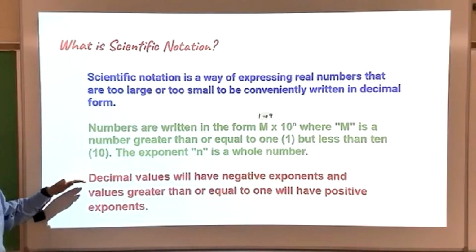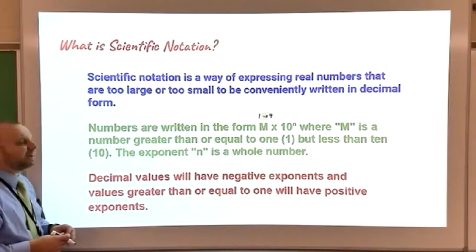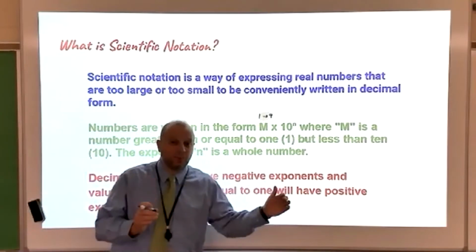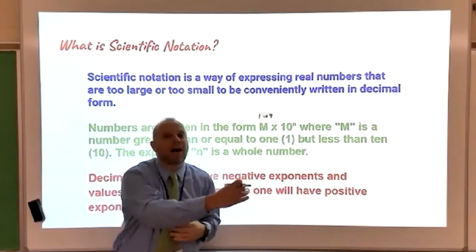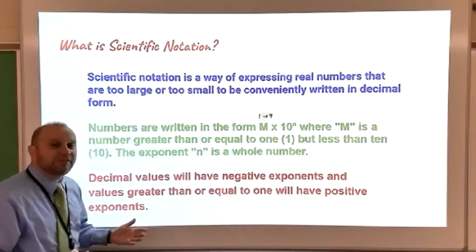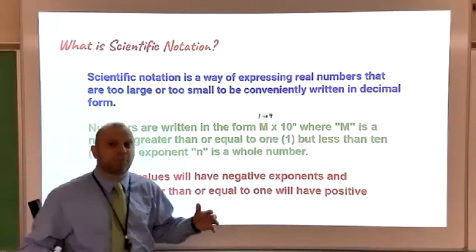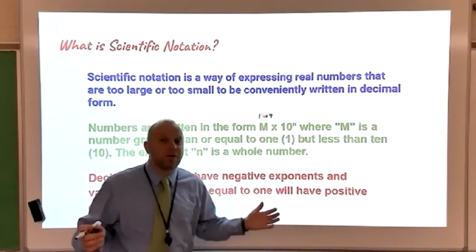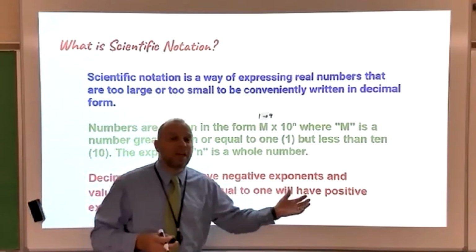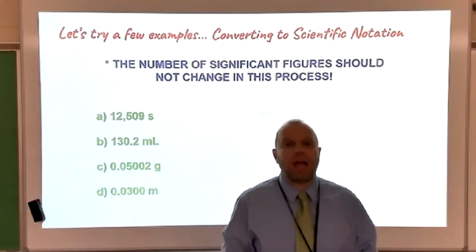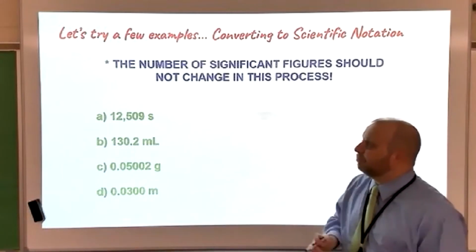The last part here is the exponent. The exponent is going to have a negative value if you're talking about a decimal number, so 0.05. That would have a negative exponent. But it would have a positive exponent if we're talking about a really large number, a number greater than 1. So if we were talking about the number 5 million, that would have a positive exponent. Okay, so on this slide we're going to practice with 4 basic examples.